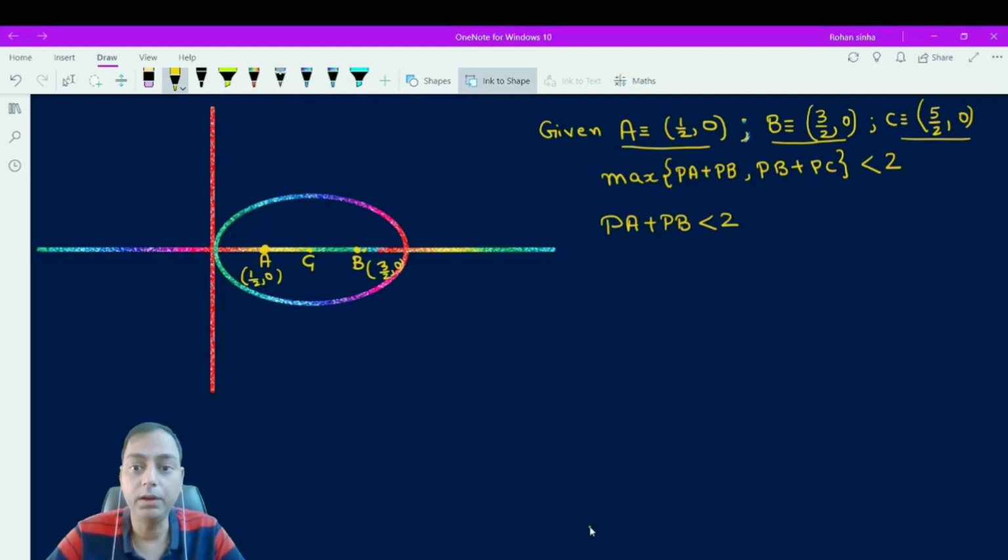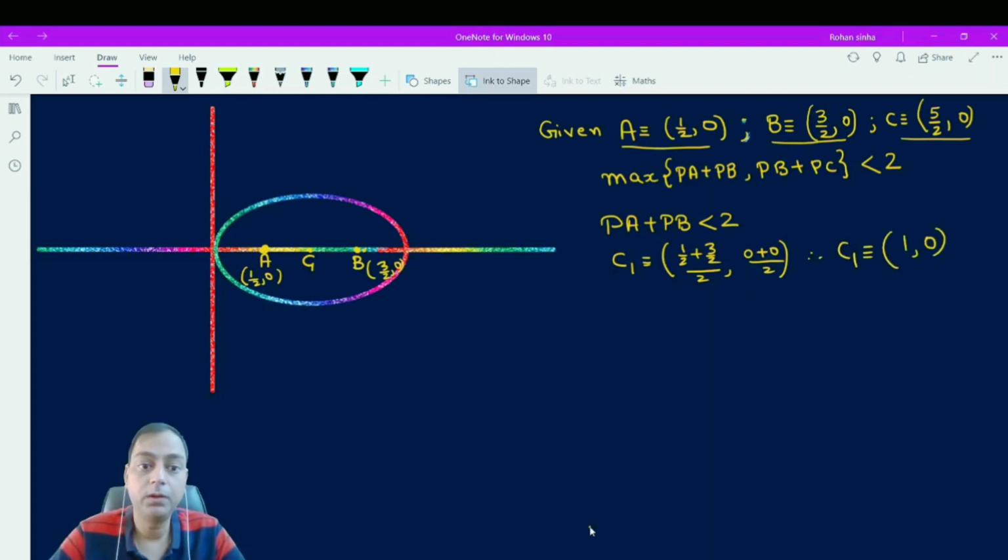Now what about the center of this ellipse? The center C1 is ((1/2 + 3/2)/2, (0 + 0)/2), which is (1, 0). So the center is (1, 0). Let us compare PA + PB equal to 2a, just equating this to 2. We know that PF1 + PF2 is equal to 2a, so 2a is equal to 2. So a is equal to 1 here.